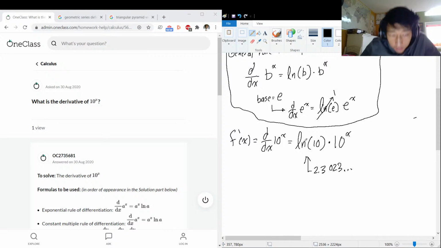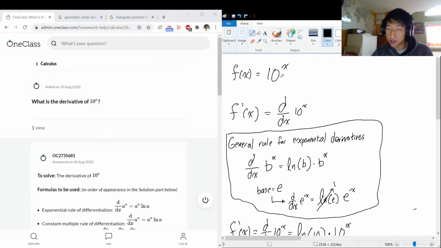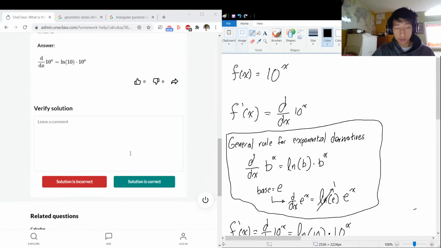And yeah, that's how you find the derivative for an exponential. Not just for base 10, but for any exponential, use this general rule and then apply it to your situation. In this situation, we had 10 to the power of x. That's all. Cool. So we can verify that the above solution is correct.